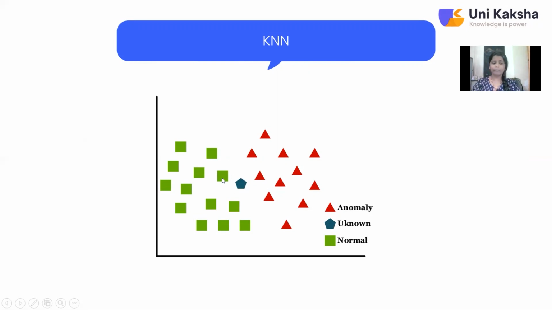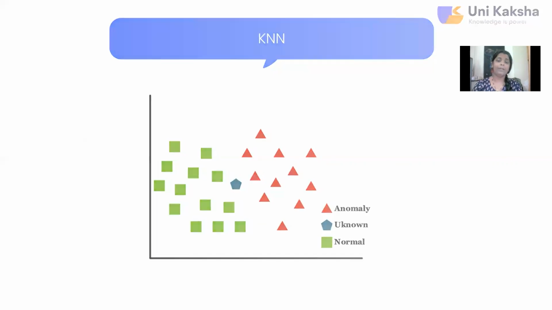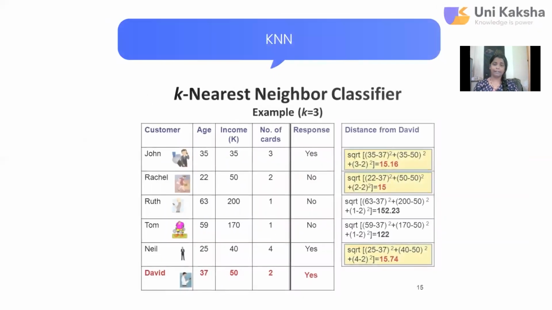Out of 5, 2 neighbors are suggesting that the observation should be a square, but 3 neighbors are suggesting that the observation should be classified as a triangle. So I'll go with the maximum vote, and as the maximum vote is towards a triangle, I will classify the given observation as a triangle. This is basically how KNN works in reality.